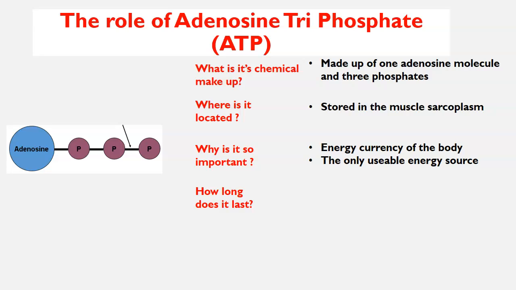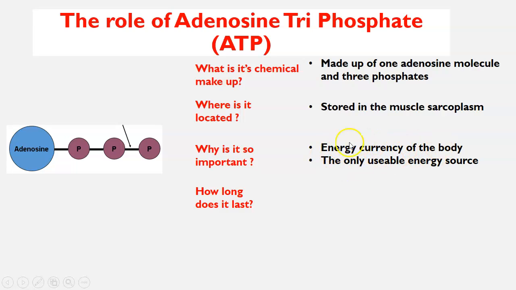We need ATP to produce energy. It is the only usable energy source we have. So when we eat carbohydrates and they're broken down into glucose in the bloodstream and glycogen in the muscle, that glucose needs to be broken down by enzymes to create ATP. Then from that ATP we use that for energy. So ATP is the only usable energy source we can use. It's known as the energy currency of the body.